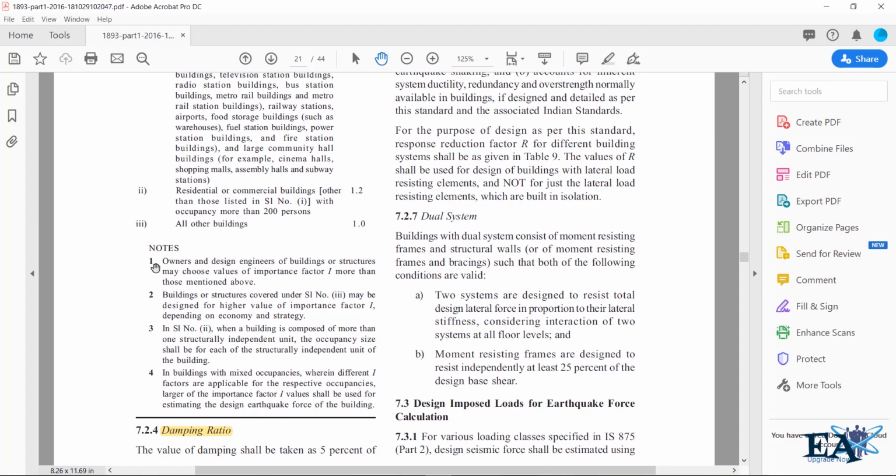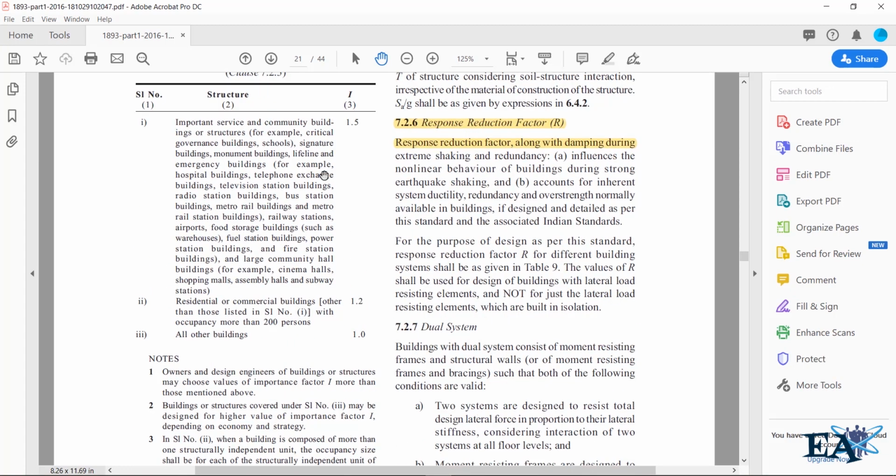So here the note has been given that owners and design engineers of buildings or structures may choose value of importance factor I more than those mentioned above. So you have got all the liberty to choose the importance factor more than these values. For example, you are building your own house or building a house of any person, and you consider that this person is very important. Maybe it's your family and you take them very important, and in that case you may think that 1.2 is not sufficient. I'll take 1.5. With 1.5 factor it will give more strength to your structure, but it will make your structure a bit more expensive as well.